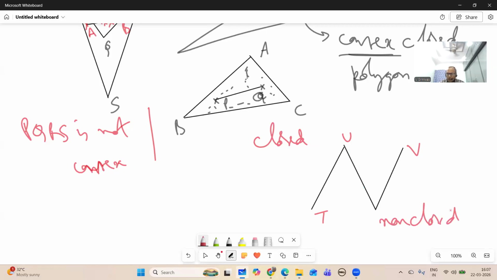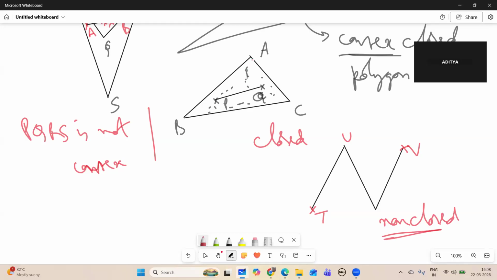Why? Because this is the initial point. We started from this point T and ended up at the point V. This is the terminal point, the last point, and this is the initial point, the first point. These two are not coinciding. That is why this polygon is not closed.